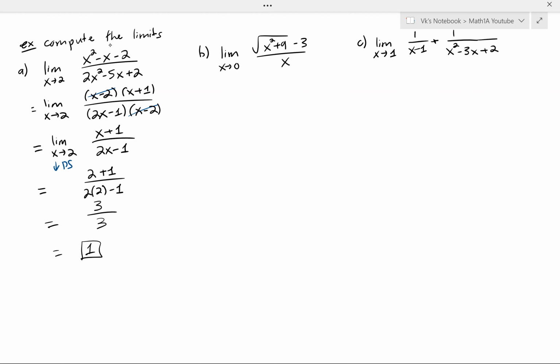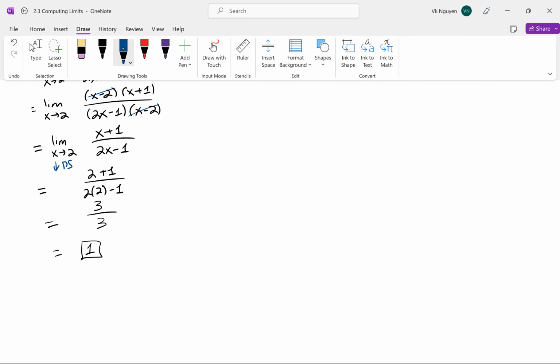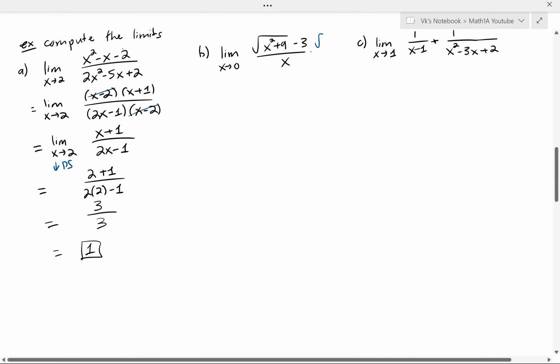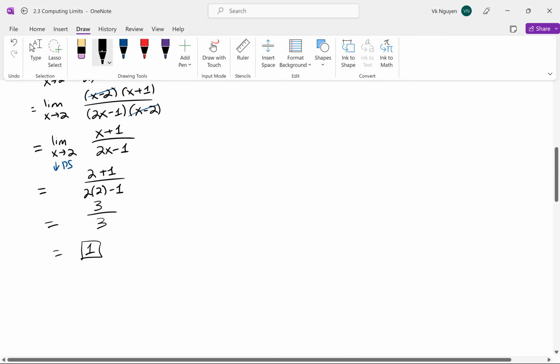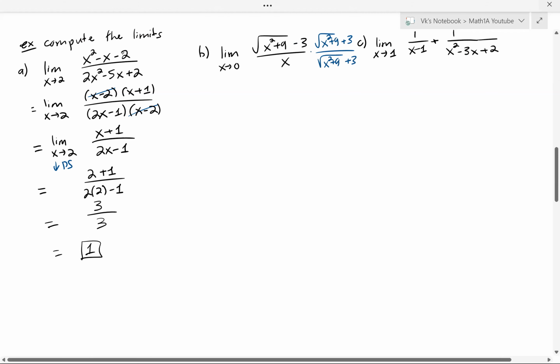In B, well, if you say square root, usually you can multiply by the conjugate. Let's multiply by the conjugate. Multiply by root of x squared plus 9 plus 3 over root of x squared plus 9 plus 3. And this, in case you want to do a little review, is called the conjugate.